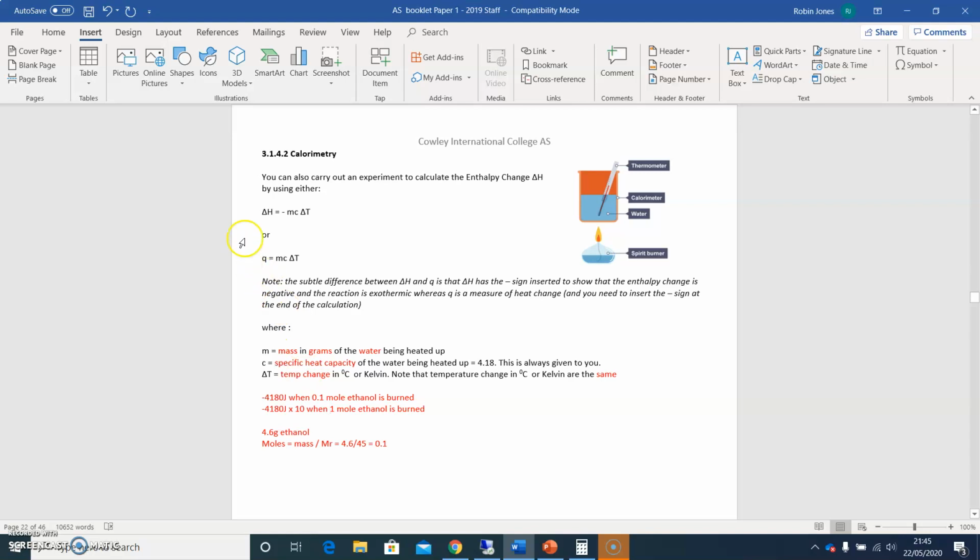So I work out this, delta H equals minus MC delta T, where M is the mass of the water. I then calculate, once I've got my number of joules, how many moles of fuel I've burnt. In this case, it's 0.1 of a mole. Scale it up to how many it would be if I had a whole mole, which is 10 times more. So that'd be 41,800 when 1 mole was burnt.